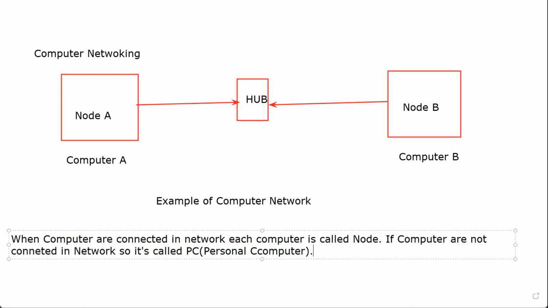One more thing I want to discuss. The computer that sends the data is called the sender, and the computer that receives the data is called the receiver. In that case, node A, computer A, sends the data, so it is called the sender. And computer B receives the data, so it is called the receiver. So there are two conditions, sender and receiver. If computer A sends the data it is called the sender, and another computer that receives the data is called the receiver. I hope you don't have any trouble understanding this point.